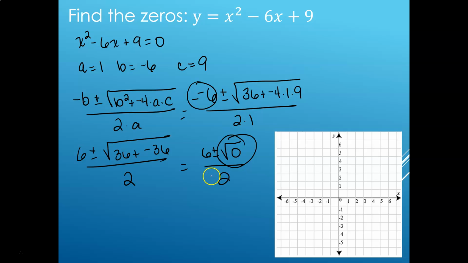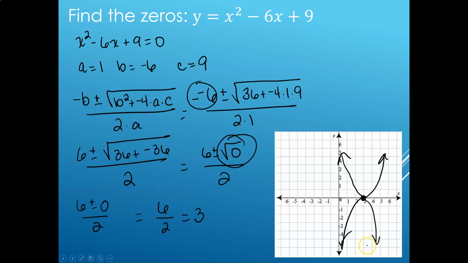So if I get a 0 there, that means there's only one x-intercept. I can keep going and simplify this. The square root of 0 is just 0. So that's 6 plus or minus 0 divided by 2. Well, adding 0 or subtracting 0 is just going to become 6. It's not going to change that number at all. So my x-intercept is 3 here. So that might look like this. It might look something like this. We're not sure, but it only has one x-intercept. We'll learn more about graphing later on.